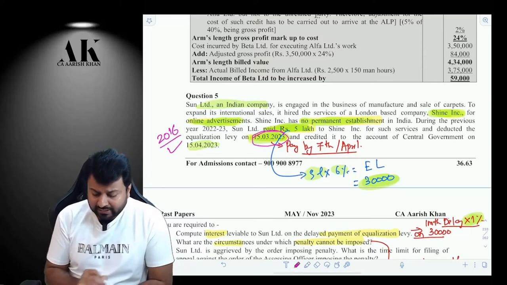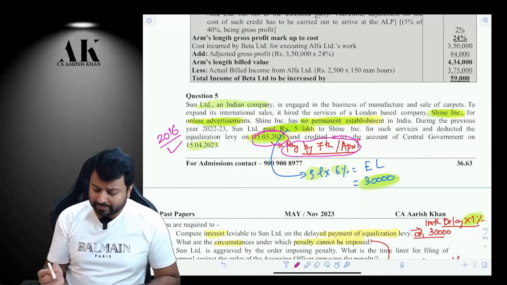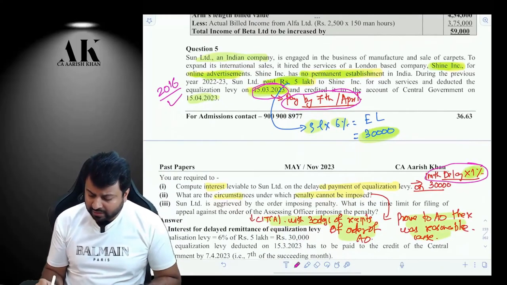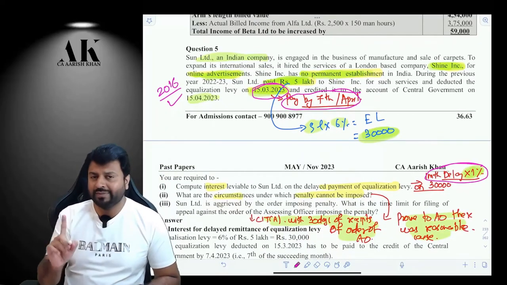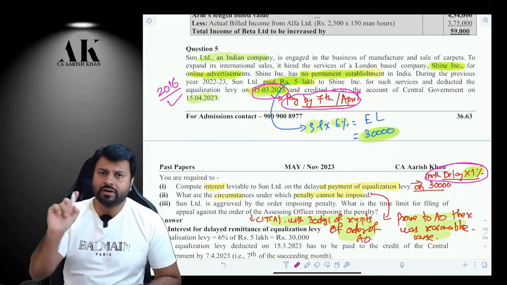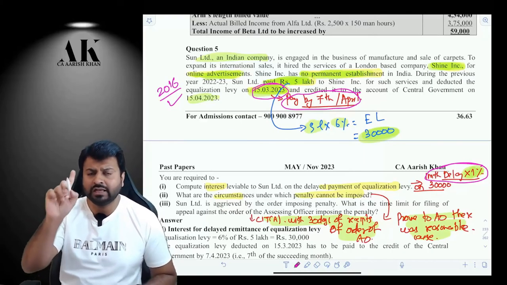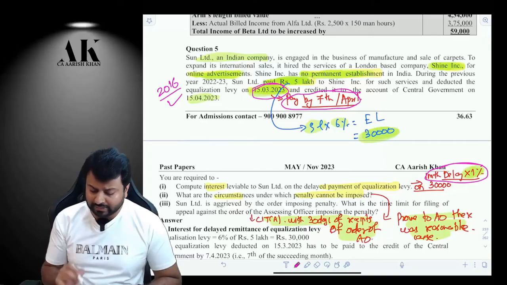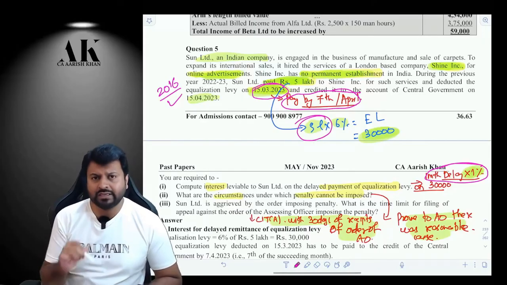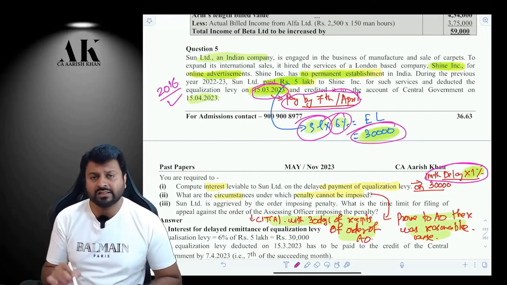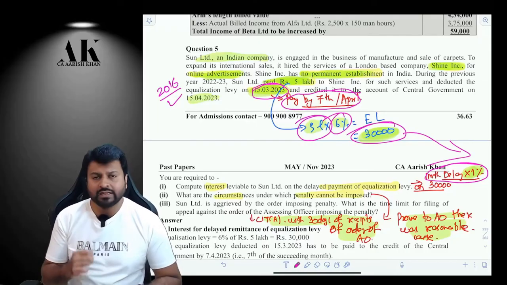Now if you have deducted the equalization levy on 15th of March, you should have paid by 7th of April. If you do not pay by 7th of April, you will be liable for interest at the rate of 1% per month. So for how many months are you making a delay? You are making a delay for part of a month. Part of a month is considered a complete month. So you will be liable for interest at the rate of 1% for 1 month. On how much amount? The payment which you are making is 5 lakhs. On that, 6% comes to 30,000. 30,000 is the equalization levy. On that, 1% will come to 300 rupees.